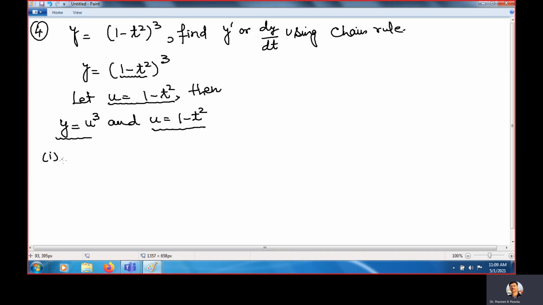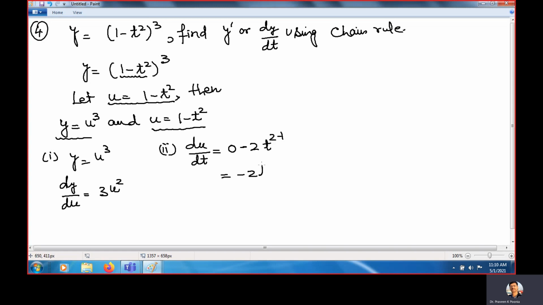So if we take the first function y is equal to u power 3, what is dy upon du? It is 3 u power 3 minus 1, that is 3u squared. Second, du upon dt, because u is a function of t. So du upon dt is equal to the differential of 1, which is 0, minus the differential of t power 2, which is 2t power 2 minus 1, and it equals minus 2t.